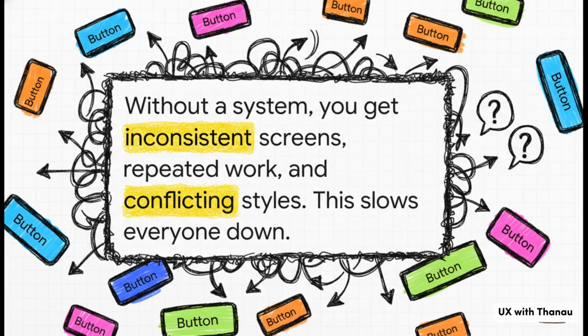Your teams end up rebuilding the same exact button like a dozen times. Designers are stuck arguing over which shade of blue is the official one, and the poor user, they're left with a totally confusing and frustrating experience. This is what we call design debt, and man, it just grinds everything to a halt.